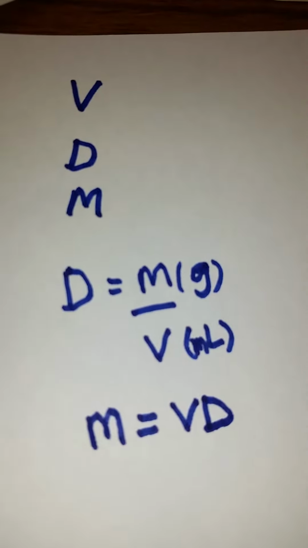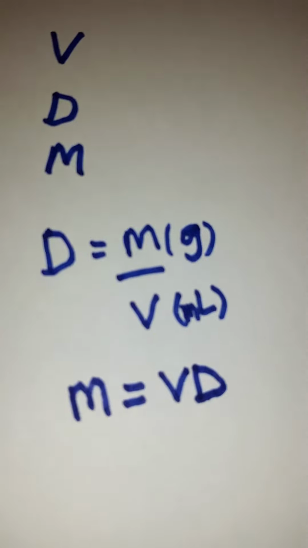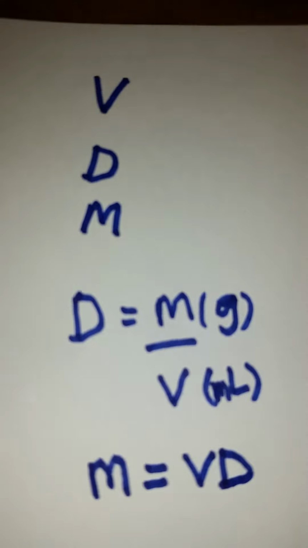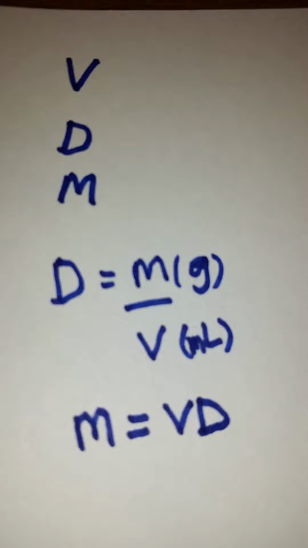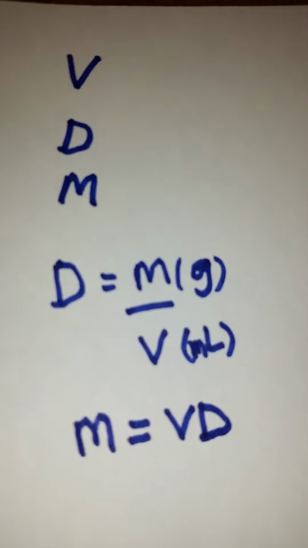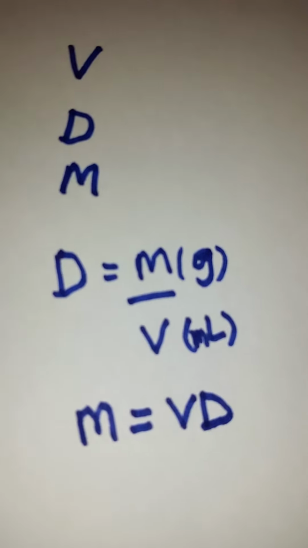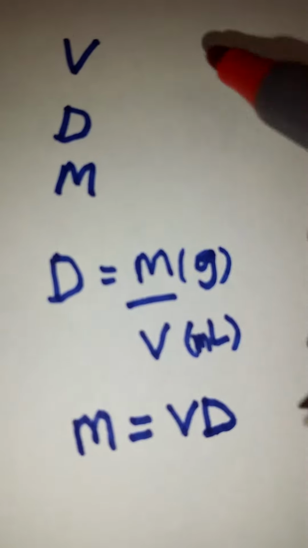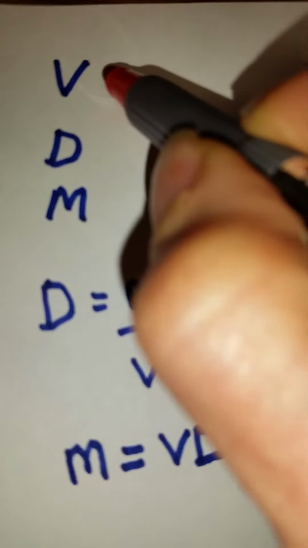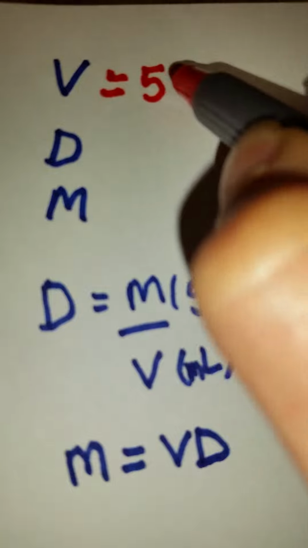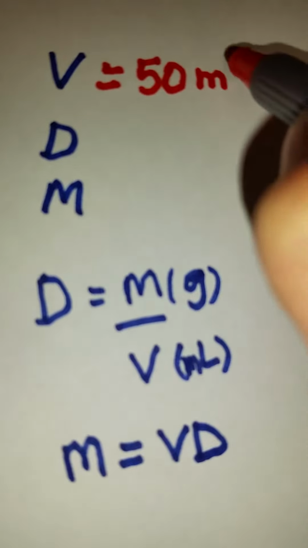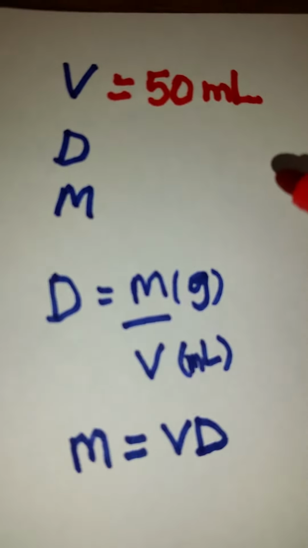So for example, if I were trying to calculate the mass of some water in my calorimeter, and I don't know how much it weighed because I didn't have the opportunity to weigh a liquid, I could just look at how many milliliters I added. So let's say I put 50 milliliters of water into my system.